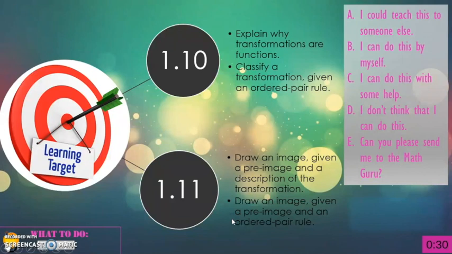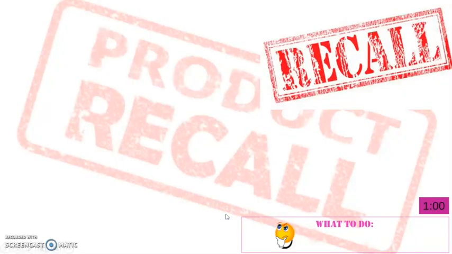And here are your specific objectives. Explain why transformations are functions, classify a transformation given an ordered pair rule, draw an image given a pre-image and a description of the transformation, and draw an image given a pre-image and an ordered pair rule. Before we get into the lesson, let's talk about some information that you need to recall.